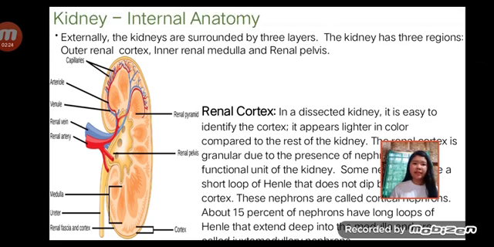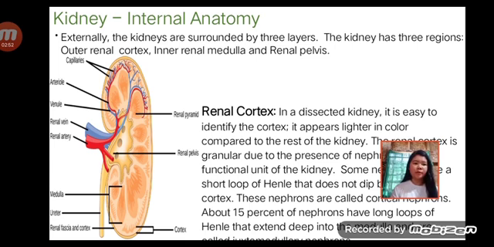External anatomy: the kidneys are surrounded by three layers. The kidney has three regions: the outer renal cortex, the inner renal medulla, and the renal pelvis. The renal cortex is easy to identify in the dissected kidney. The cortex appears slightly different in color compared to the rest of the kidney. The renal cortex is granular due to the presence of nephrons, the functional units of the kidney.